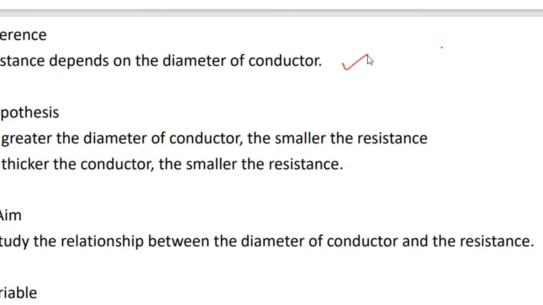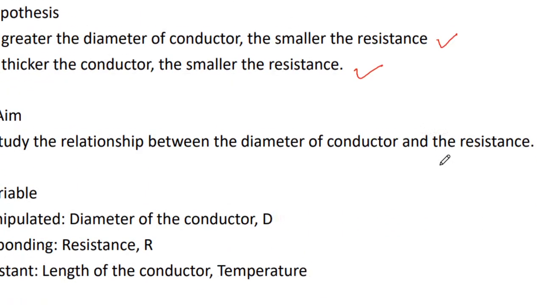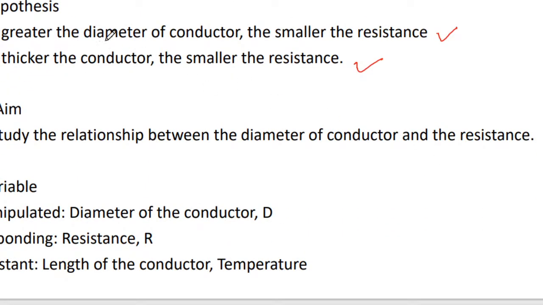Alright, so this one already discussed. This one already discussed. Okay. So once you already write the correct hypothesis, the aim just follows your hypothesis. Okay, here to study the relationship between diameter of conductor and the resistance. The order is not important. You can write to study the relationship between resistance and the diameter of conductor, that is also correct.